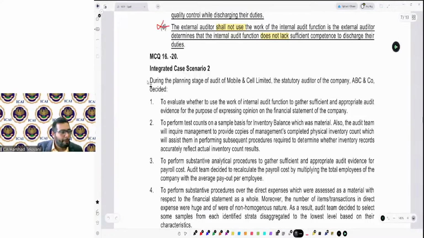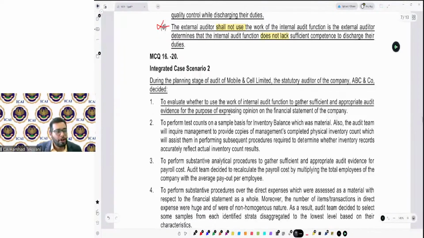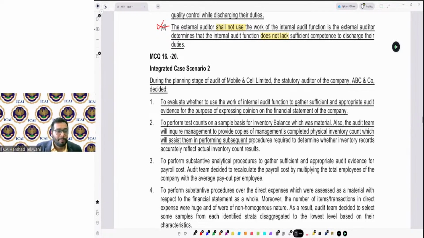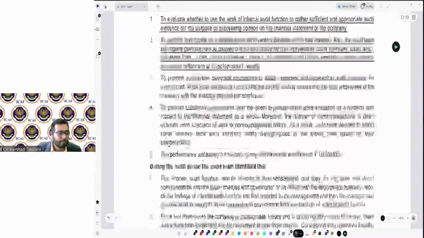During the planning stage of the audit of Mobile and Cell Limited, the statutory auditor of the company, ABC and Company, decided to evaluate whether to use the work of the internal audit function to gather sufficient and appropriate audit evidence for expressing an opinion on the financial statements, to perform test counts on a sample basis for inventory balance, which was material. Also, the audit team will inquire of management to provide copies of management-completed physical inventory counts, which will assist them in performing subsequent procedures required to determine whether the inventory records accurately reflect the actual inventory count results.